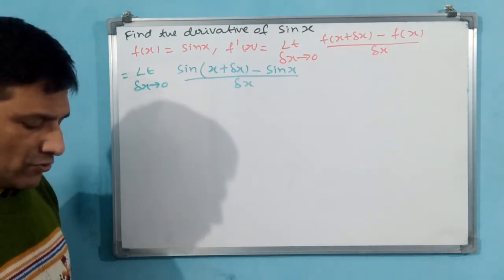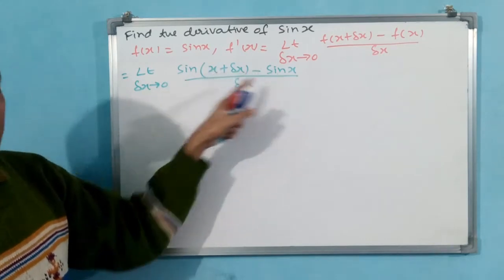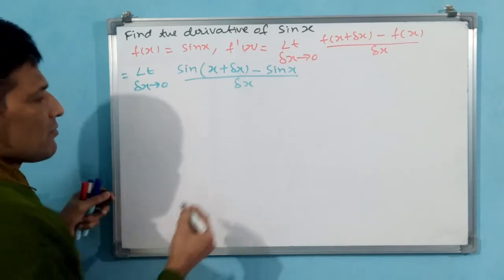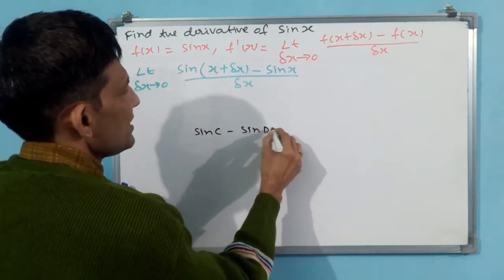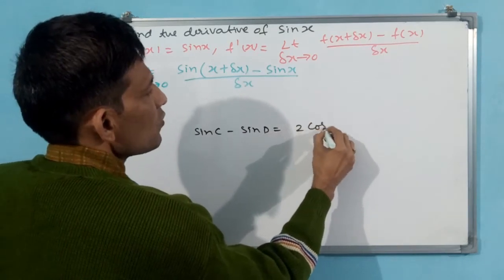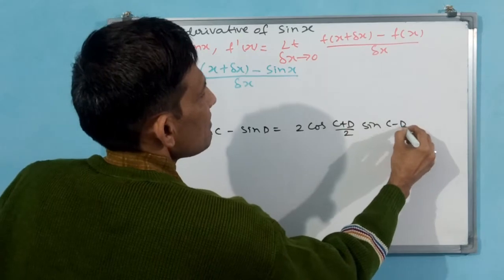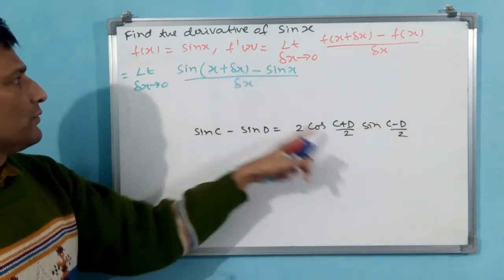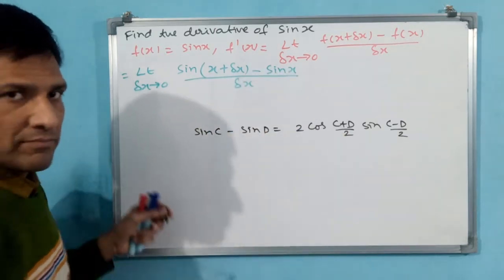You see here, take this as sin c minus sin d. This formula we know very well. What is the formula? Sin c minus sin d is equal to 2 cos of c plus d by 2 sin of c minus d by 2. C plus d by 2, c minus d by 2. Do you remember how this formula has come?